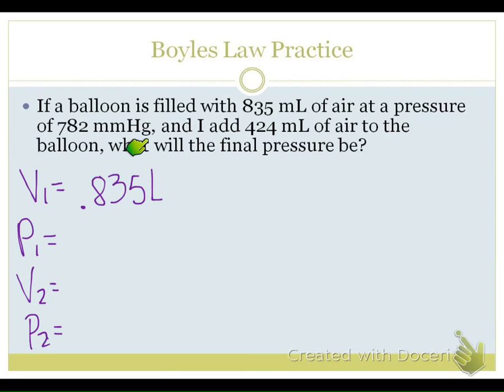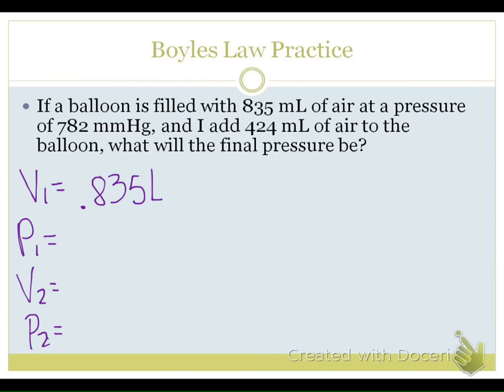This millimeters of mercury, what variable will that be for? Which one? P1. But can we keep it in millimeters of mercury? No, we want it in atmospheres. So how do we convert from millimeters of mercury to atmospheres?